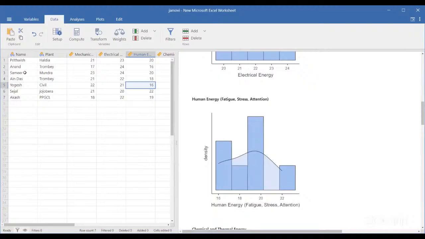Yogesh and, sorry, Sejal. Sejal is higher, sir, 22. Anand sir and Yogesh, 16. So Anand sir and Yogesh, please do explain why the human energy score is low. Yogesh, you and Anand continue.